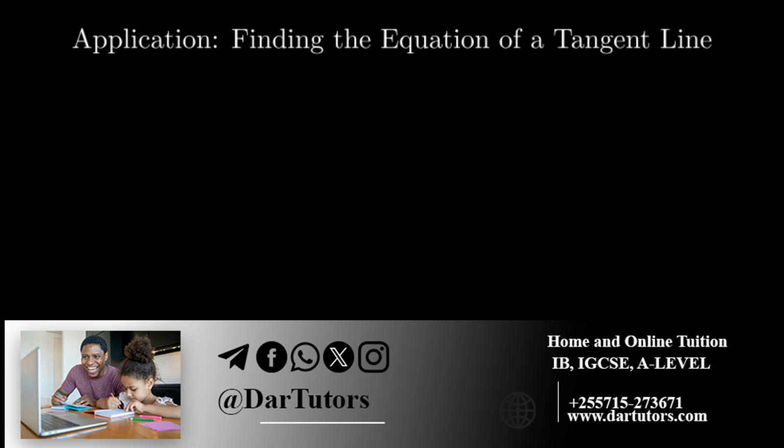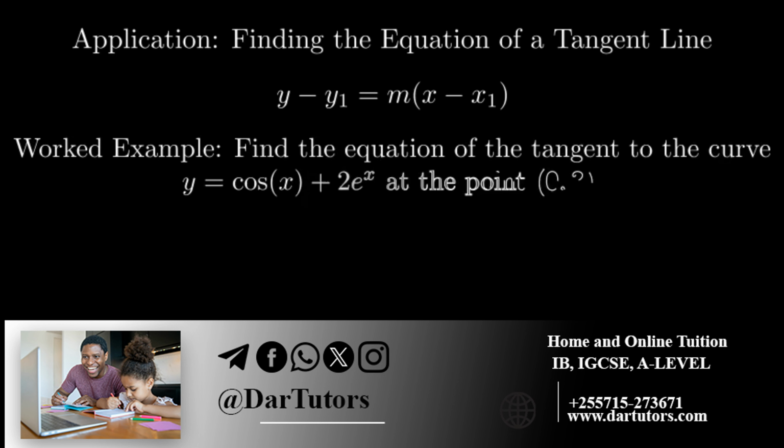Remember, to find the equation of any straight line, we need two things: a point on the line and the gradient of the line. We use the point slope formula, y minus y1 equals m times x minus x1. The gradient of the tangent line, m, is found by calculating the derivative of the function and evaluating it at the point of tangency. Let's work through this example.